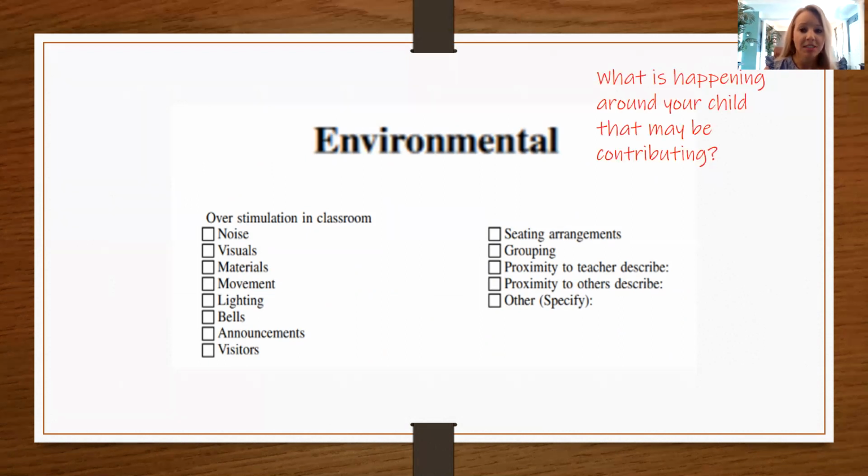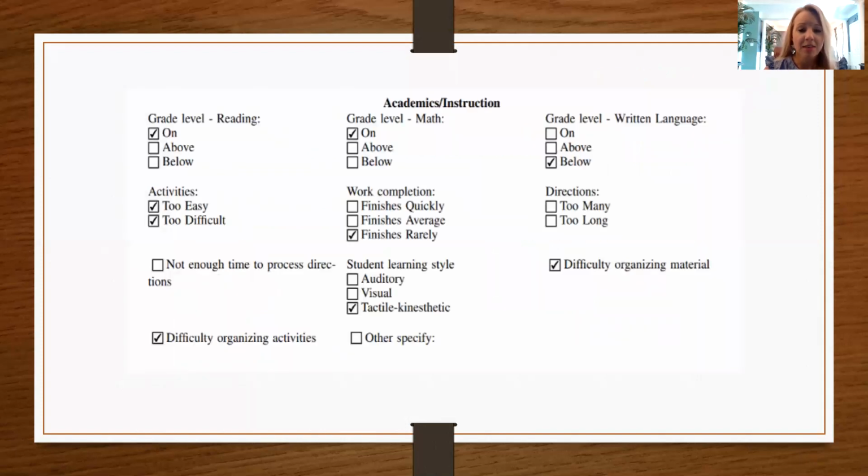So again, what is happening around your child that may be contributing to the behavior. And then we're also looking at the academics piece, the instruction piece. So we want to know, are they on grade level in reading, writing, and math, or are they below or above? And then is their behavior in response to activities that are too easy or too difficult, or both? Are they finishing their work?